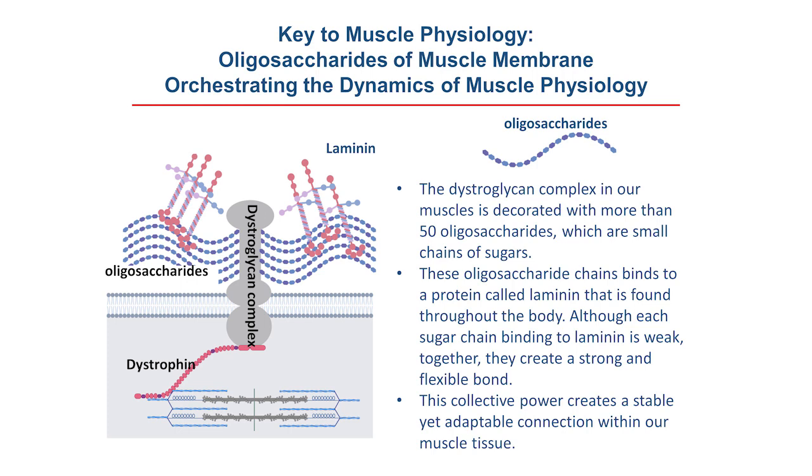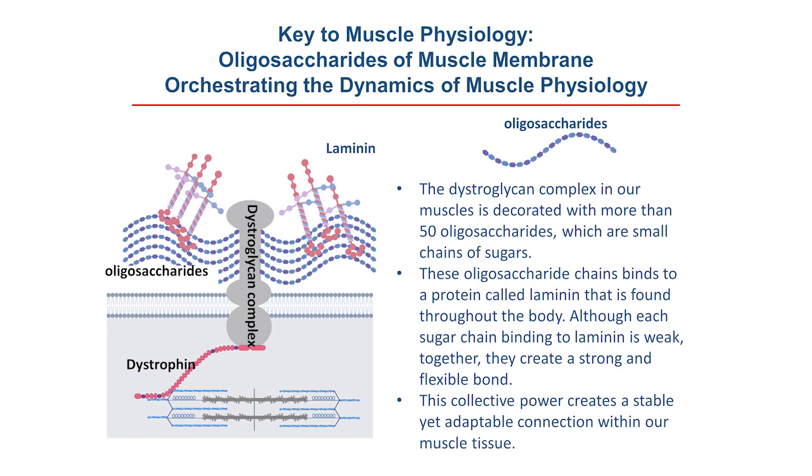I would like to discuss briefly the science that underpins our research. Oligosaccharides, which are small chains of sugar on the muscle membrane, play an essential role in maintaining healthy muscle physiology. This ranges from muscle regeneration to muscle construction.